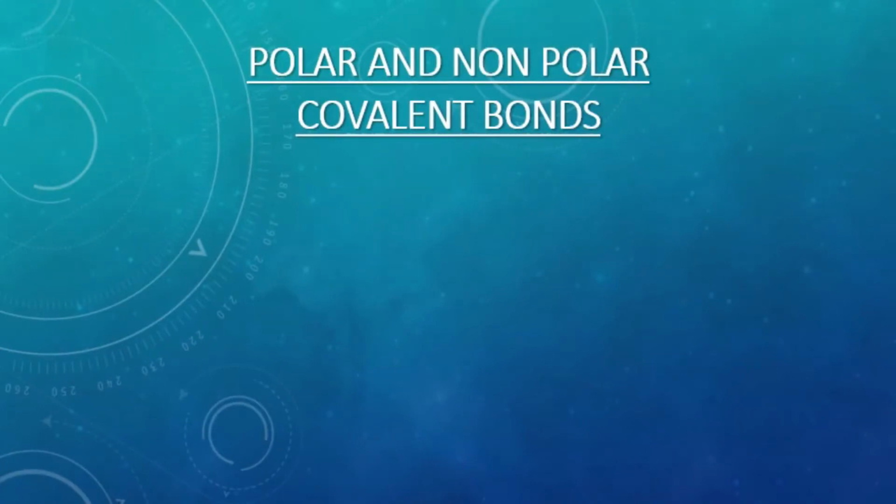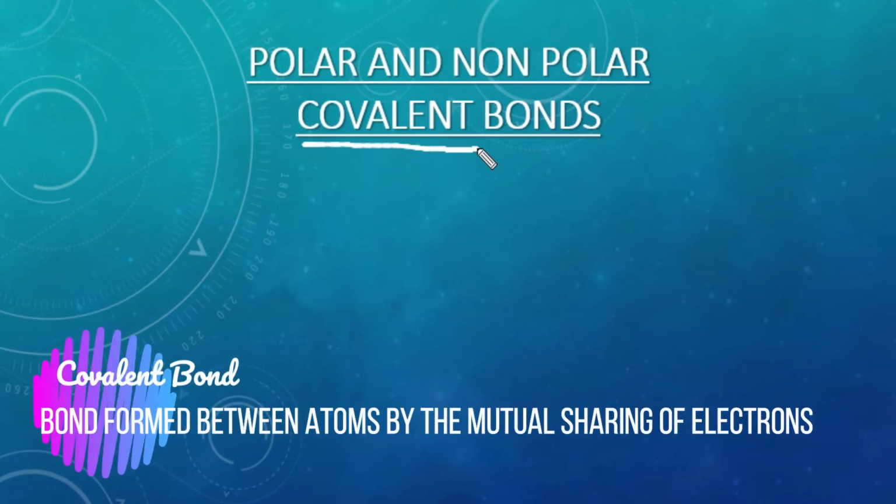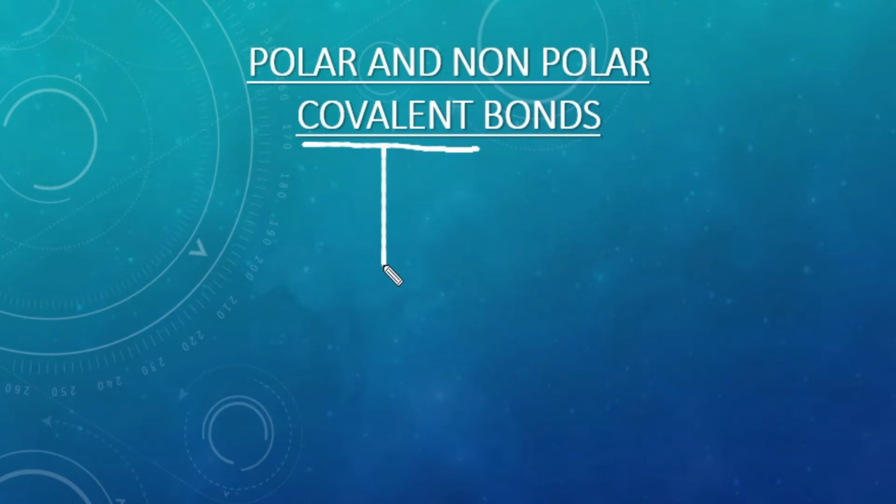Nonpolar covalent bonds. So basically, first we're going to study what covalent bonds are. Covalent bonds are the bonds formed between two atoms by the mutual sharing of electrons. So, what type of atoms are these? These are the atoms of nonmetals. That means that covalent bonds are formed between two nonmetals.